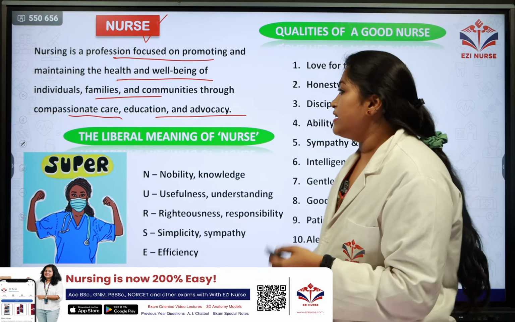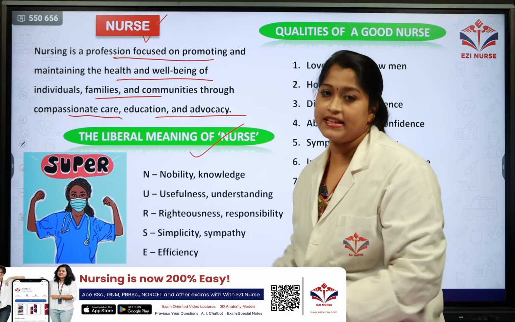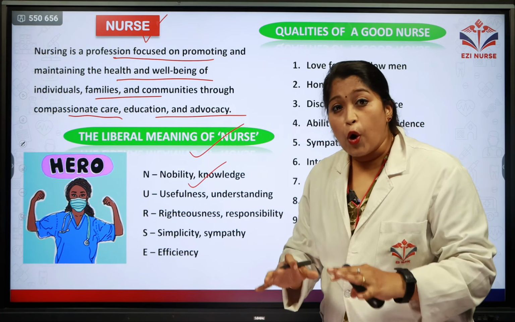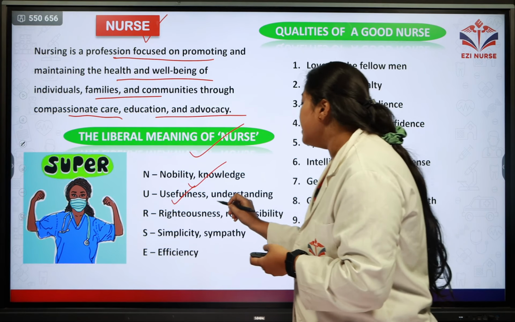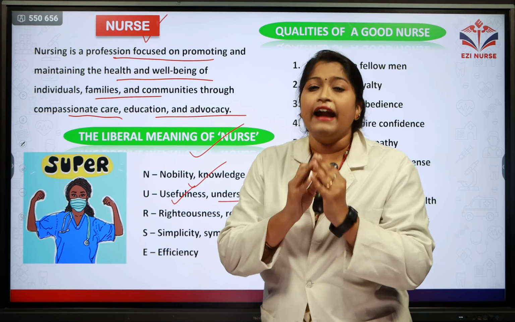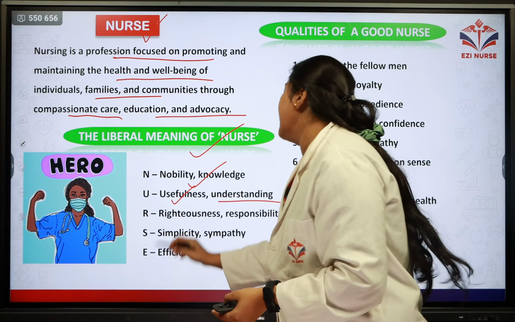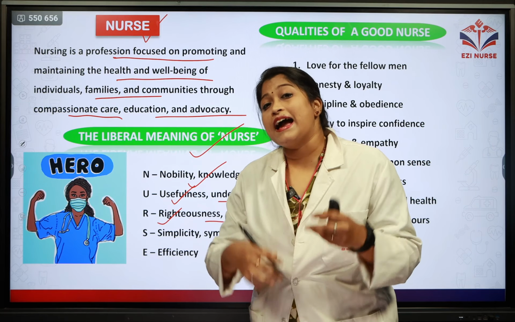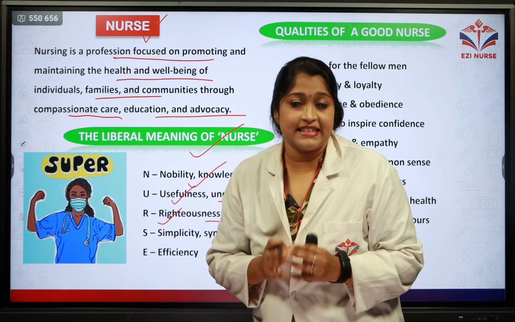So let's see the literal meaning of the word nurse. What is the expansion of N-U-R-S-E? N in the sense nobility, knowledge. So you should be noble and kind and have knowledge. U in the sense usefulness and understanding. You need to be useful for the patient and understand their problems. R is righteousness and responsibility. So you need to understand your responsibility and accordingly act as a nurse.